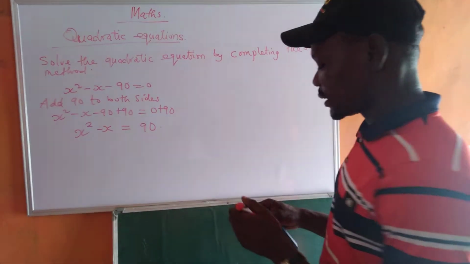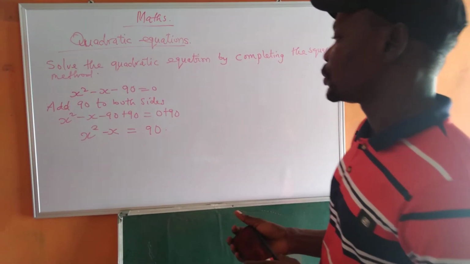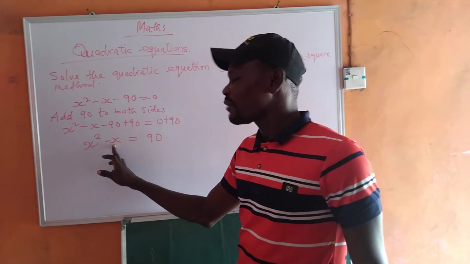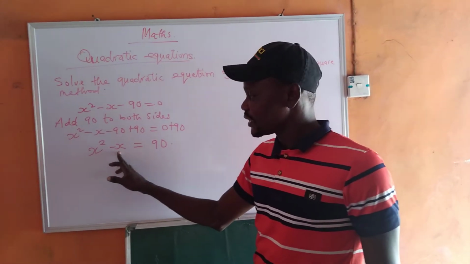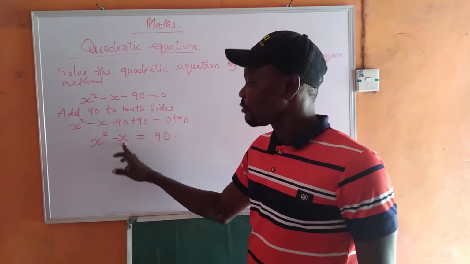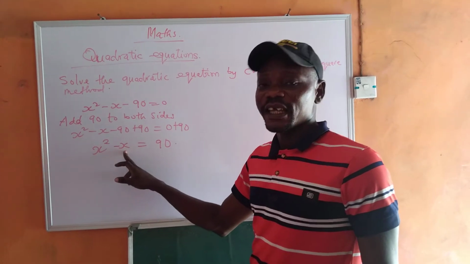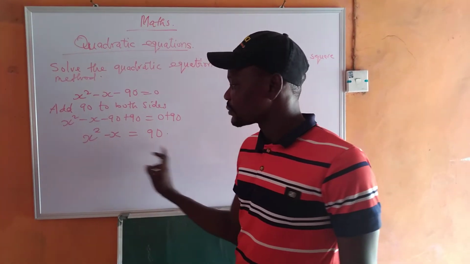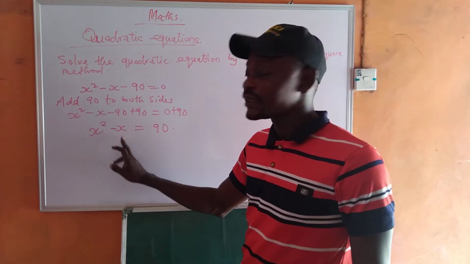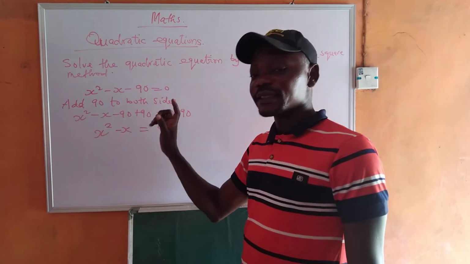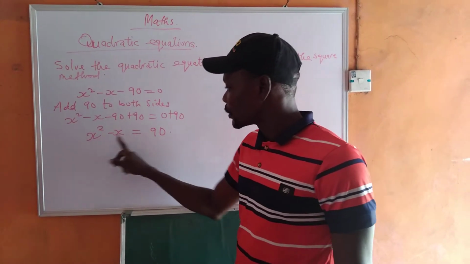Now, after getting to this place, the next thing we are going to do is to take half of the coefficient of x here. I'm not talking of the coefficient of x squared. I'm talking of half of the coefficient of x. Square it, then you add it to both sides. You add it to both sides. Half of the coefficient of x, you square it, and you add it to both sides here.